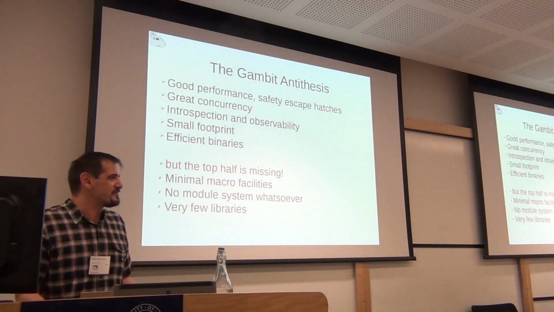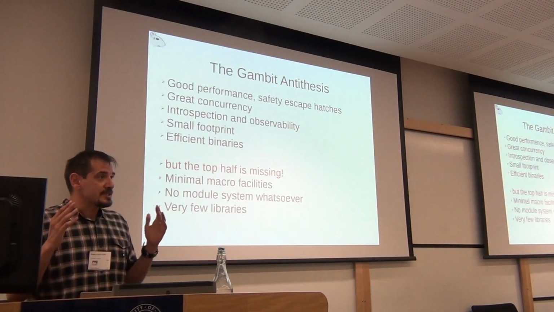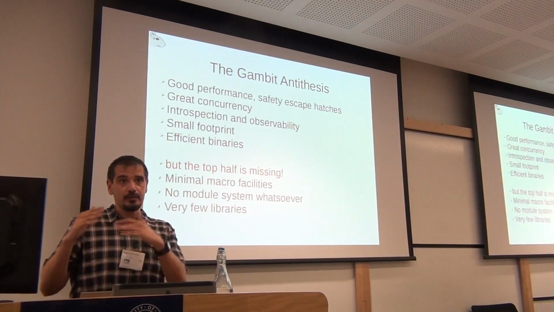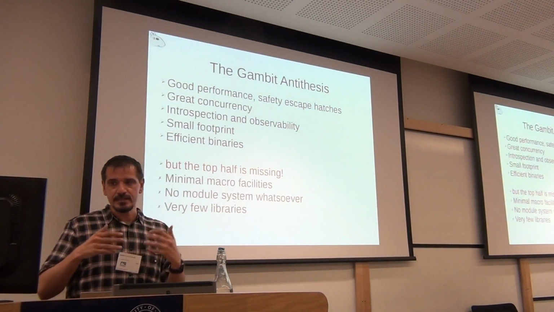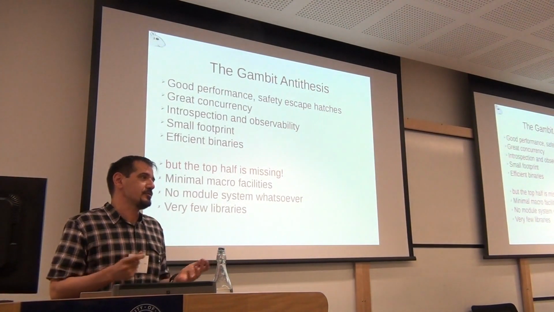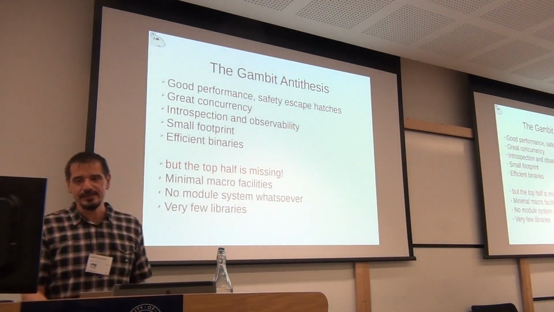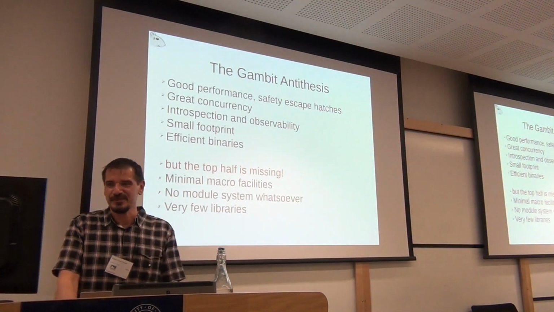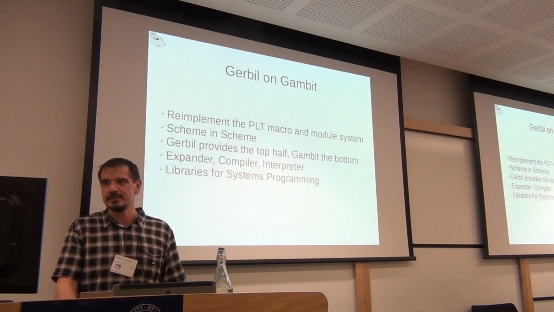But the problem is that the top half is missing. That's the problem that Gambit has. That's by design, I would argue, and I would say that Marc made the right choice to not implement the top half of the system, because it's a small focused system that says it's a core Scheme, it's an excellent Scheme, and we're going to keep it that way. We have minimal macro facilities, so basically you can do define-macro, and you can use the portable syntax-case if you want, but that's about it. Module system, sorry, we don't have that. We're still in, just direct Scheme files, and there are very few libraries.